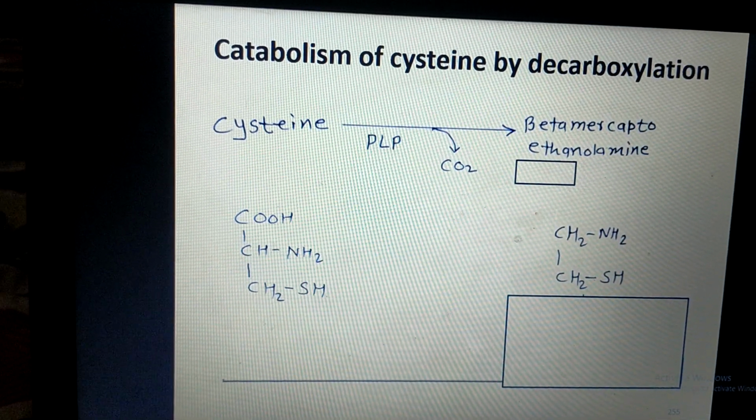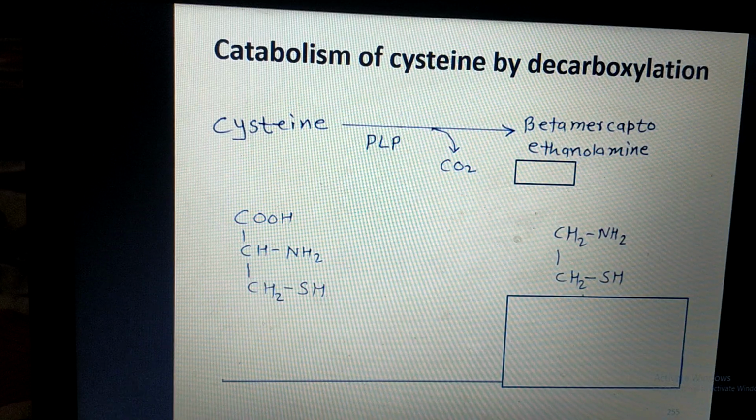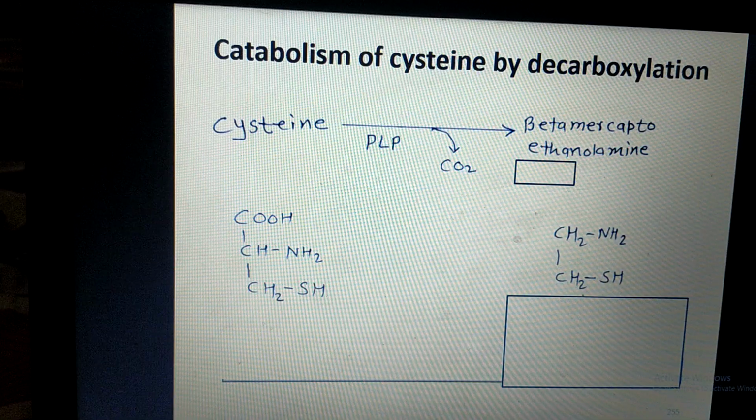The next catabolic reaction of cysteine is decarboxylation. Cysteine on decarboxylation forms beta mercaptoethanolamine. So here the structure is shown. The CO2 group is removed, therefore cysteine is converted to beta mercaptoethanolamine. Later on this beta mercaptoethanolamine is converted into coenzyme A, which we will see later on. So by these two ways cysteine is catabolized in the body. First is transamination and this is decarboxylation.